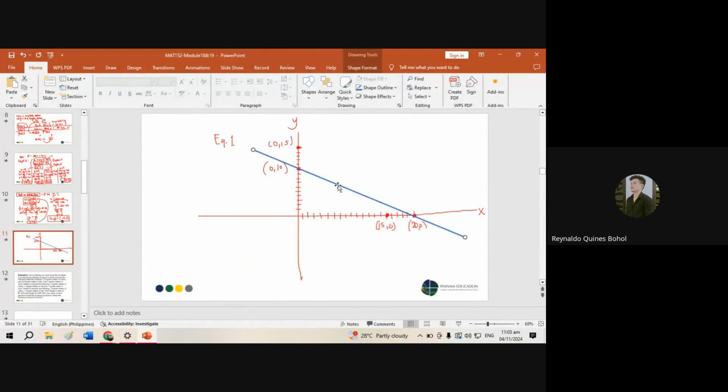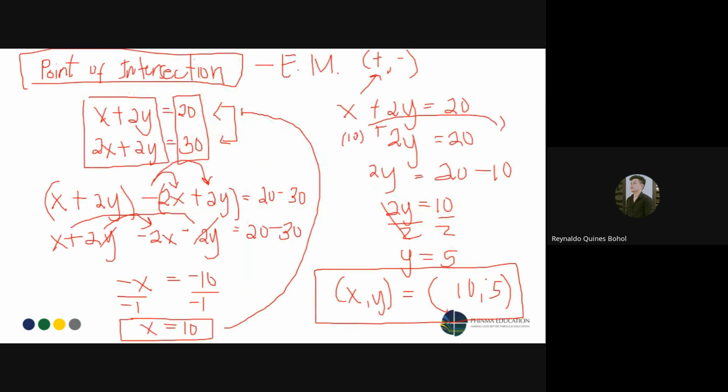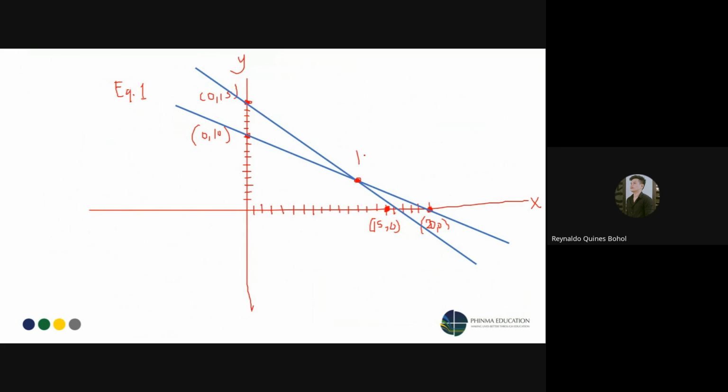Kuha tayo ulit ng isang stick. Locate natin yan. So our point of intersection is here. This is the point of intersection. Sabi na niya sa point of intersection na nakuha natin, it's 10 and 5. So ilagay natin yung 10 and 5 dito. Approximately 10 and 5. This is our point of intersection. So dito sila nag-intersect. So intersection is 10, 5. Nakuha na natin yan kanina.